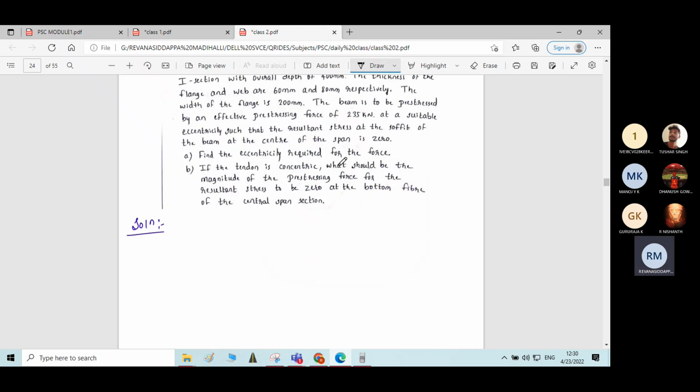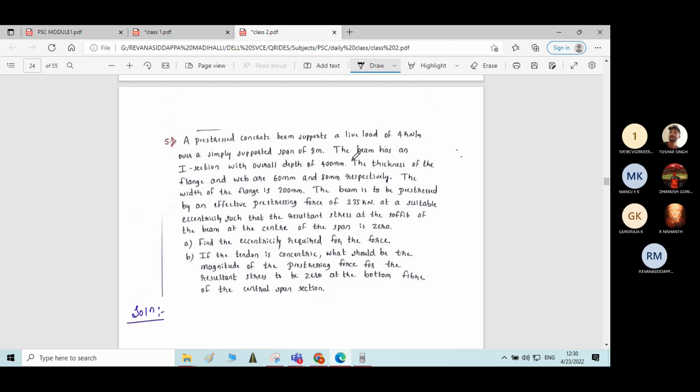So the section given is an I section. Let me read the sectional dimensions. The beam has an I section with overall depth of 400 mm. Thickness of the flange and web are 60 and 80 mm respectively. The width of the flange is 200 mm.